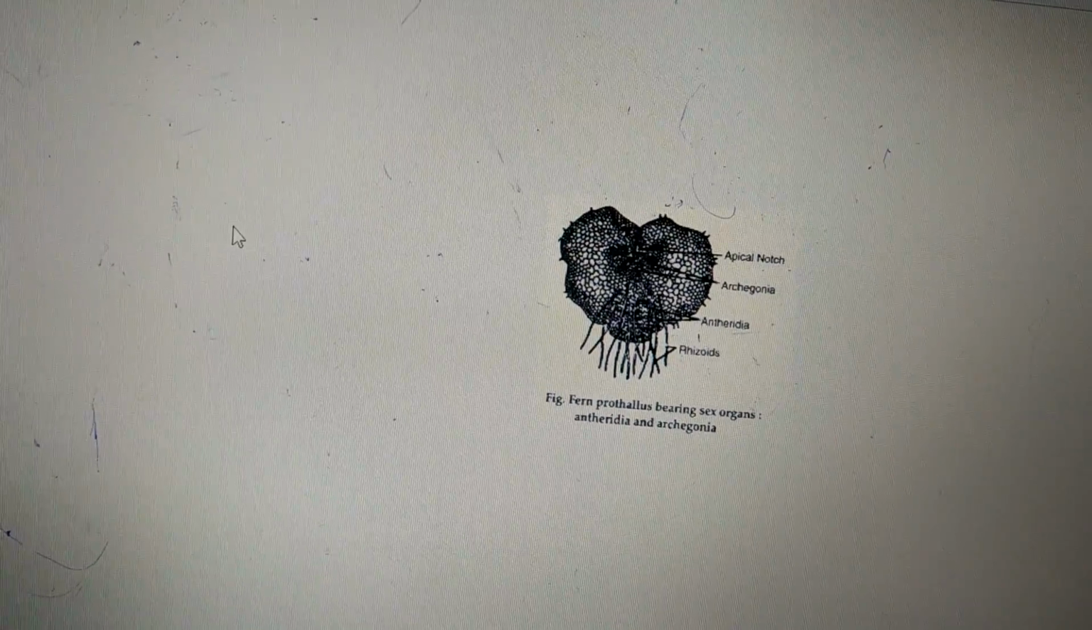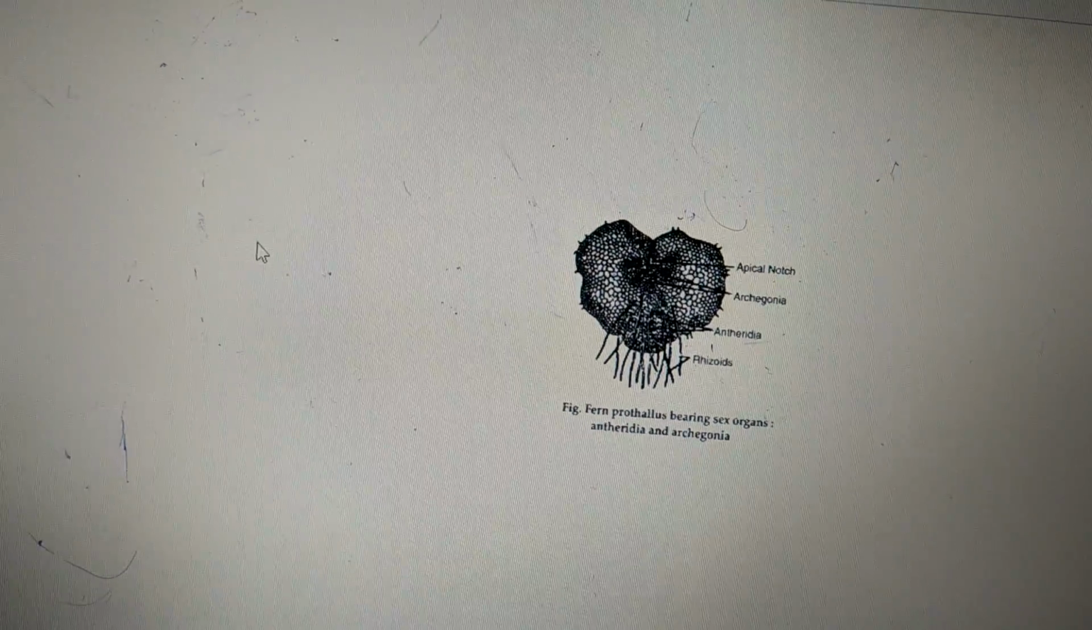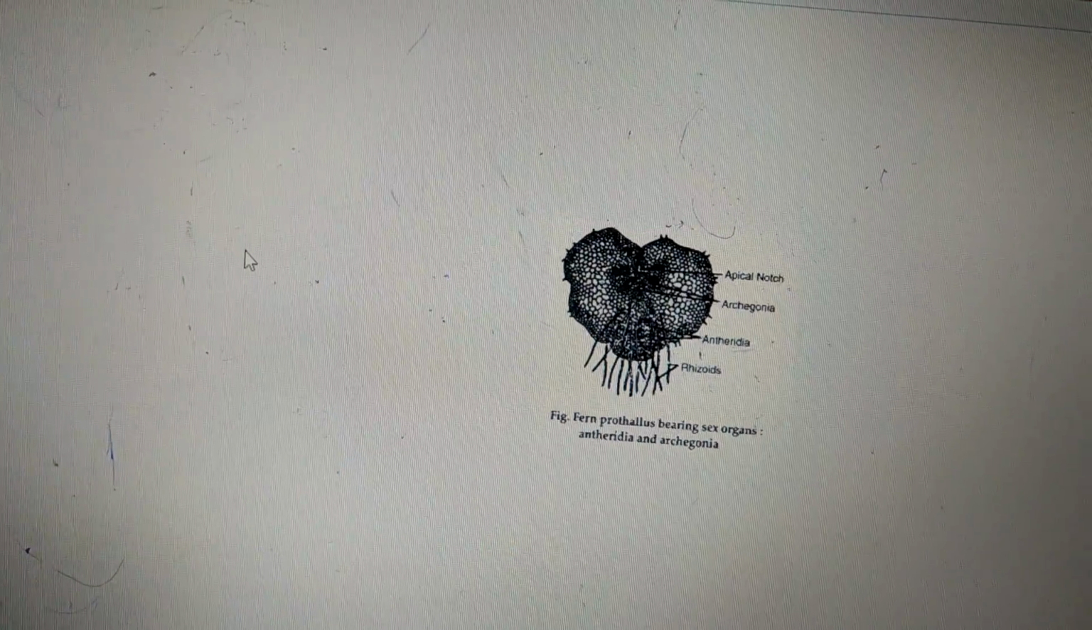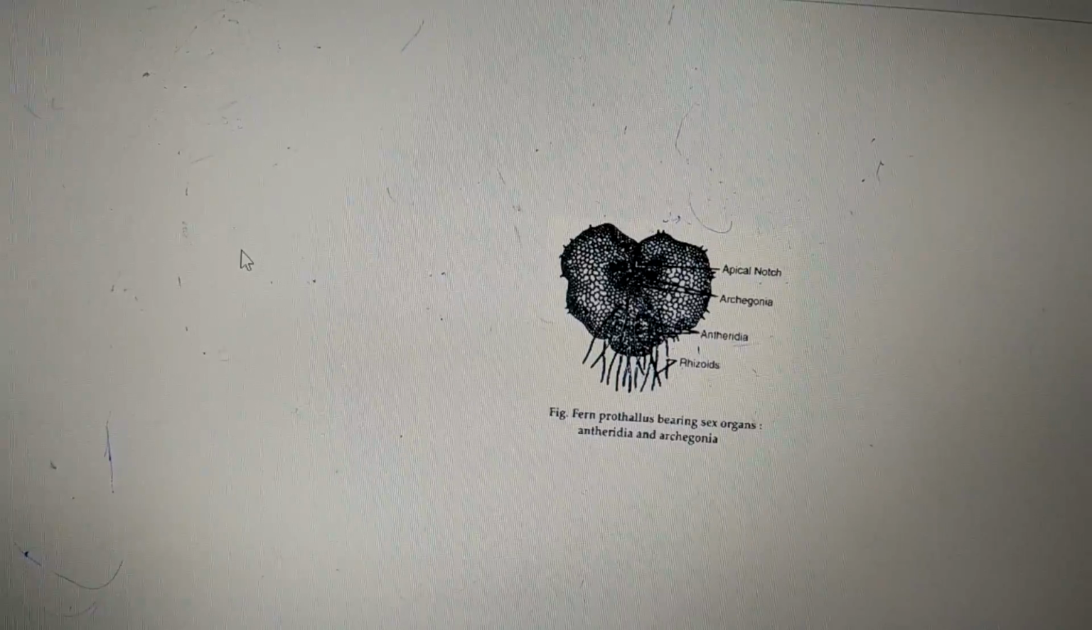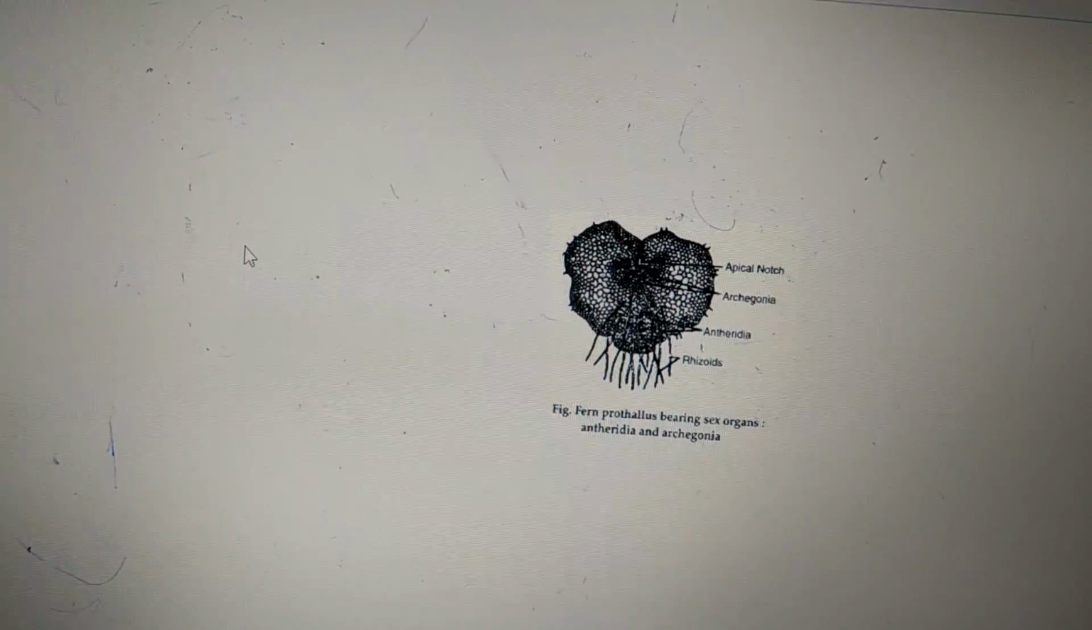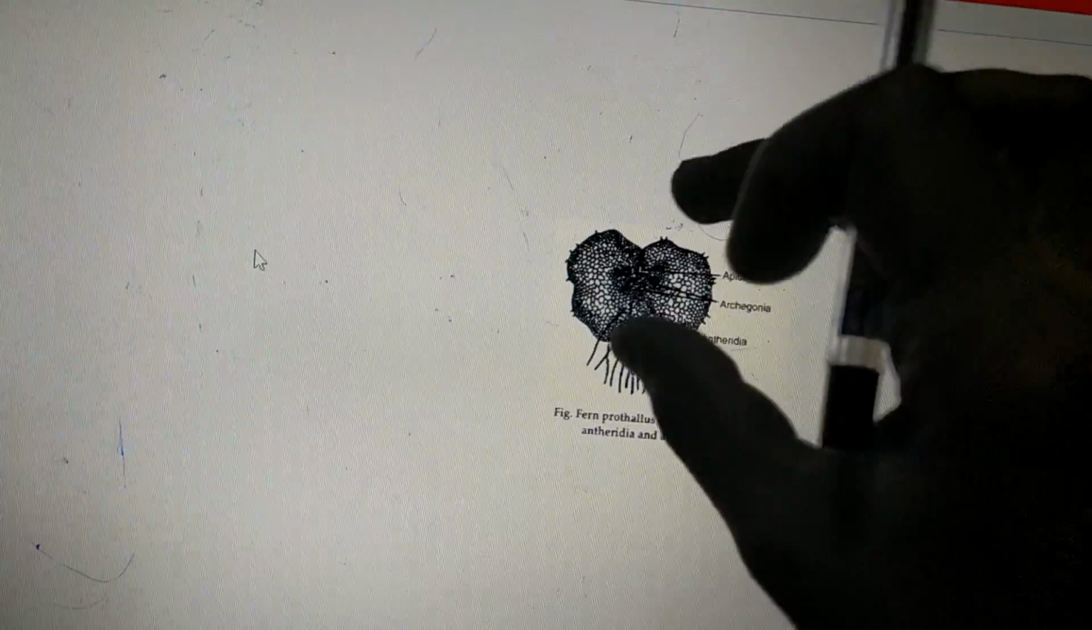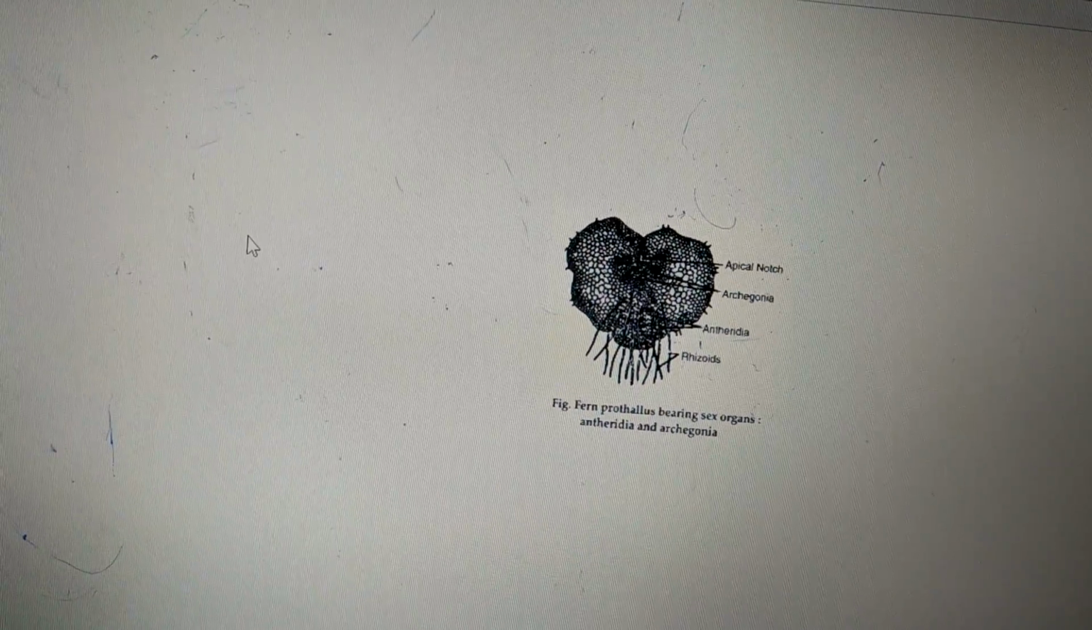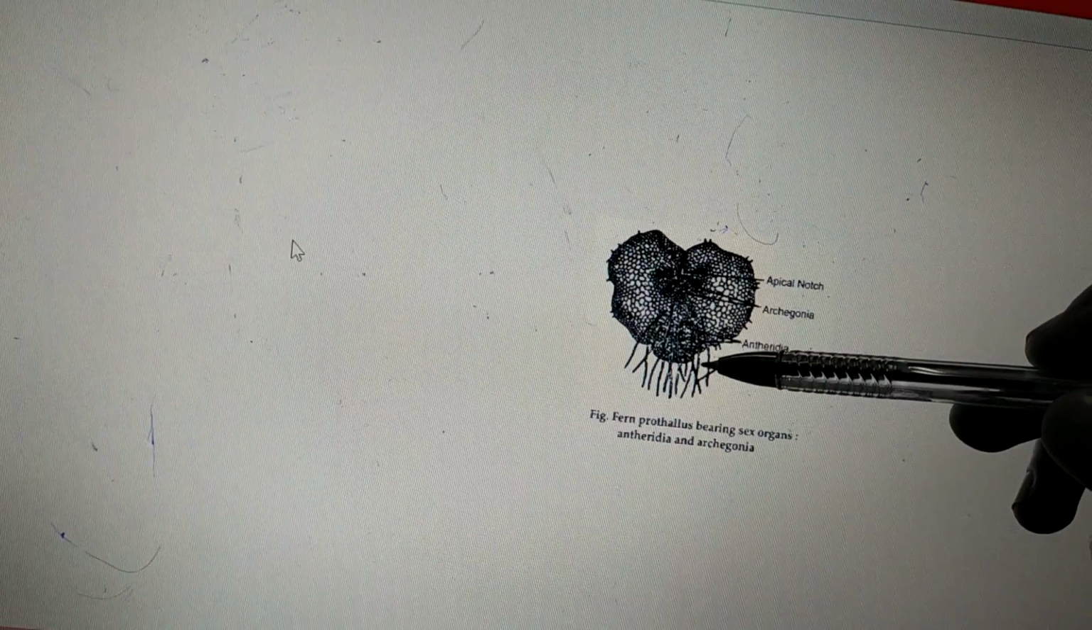Now this is multicellular, as I said, with many layered cells present in the center, in the sense the center portion is thick compared to the marginal portion. The marginal portion is thin, the central portion is thick. Why is this central portion thick? Because it is going to support the development of archegonia as well as antheridia, and even the rhizoids are going to arise from this central portion only. And rhizoids are produced from the underside of the gametophyte. These rhizoids are helpful in anchorage as well as absorption of water and nutrients.